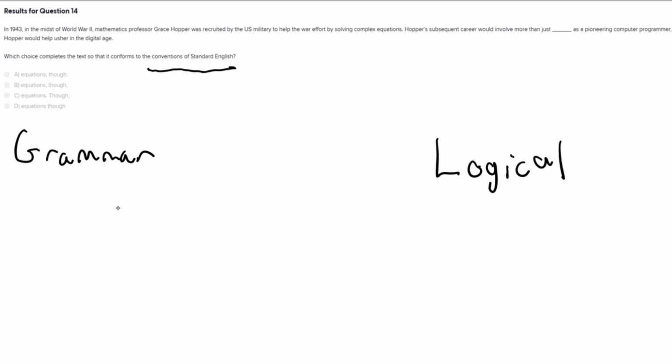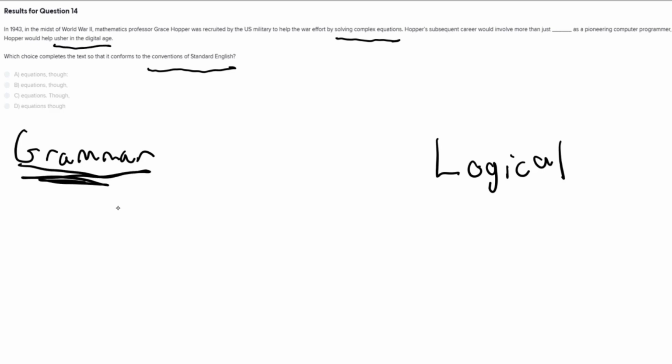So the problem asks: In 1943, in the midst of World War II, mathematics professor Grace Hopper was recruited by the U.S. military to help the war efforts by solving complex equations. Hopper's subsequent career would involve more than just blank. As a pioneering computer programmer, Hopper would help usher in the digital age.